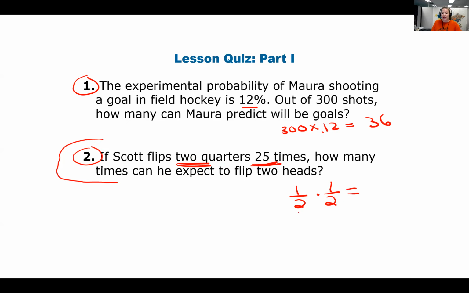So what we're going to do, when we have 2 events, we're going to multiply those probabilities together. So 1/2 times 1/2 is 1/4. Okay. So if he does this experiment 25 times, we want to know what is 25% of 25, and the answer is about 6. About 6, because we're wanting 2 things to happen, guys, not just 1, 2 things to happen.